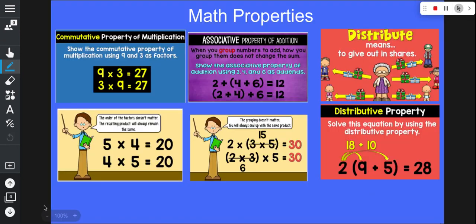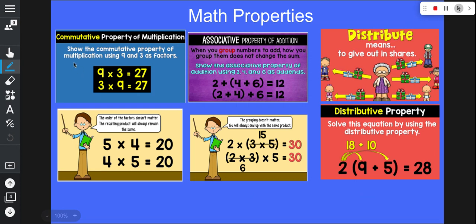Moving on to properties in mathematics. We have talked about these properties before, but we need to review them, and these are something that are important. They keep coming back around and around again, so make sure that you are studying them, practicing them, and memorizing them. The first one is the commutative property.